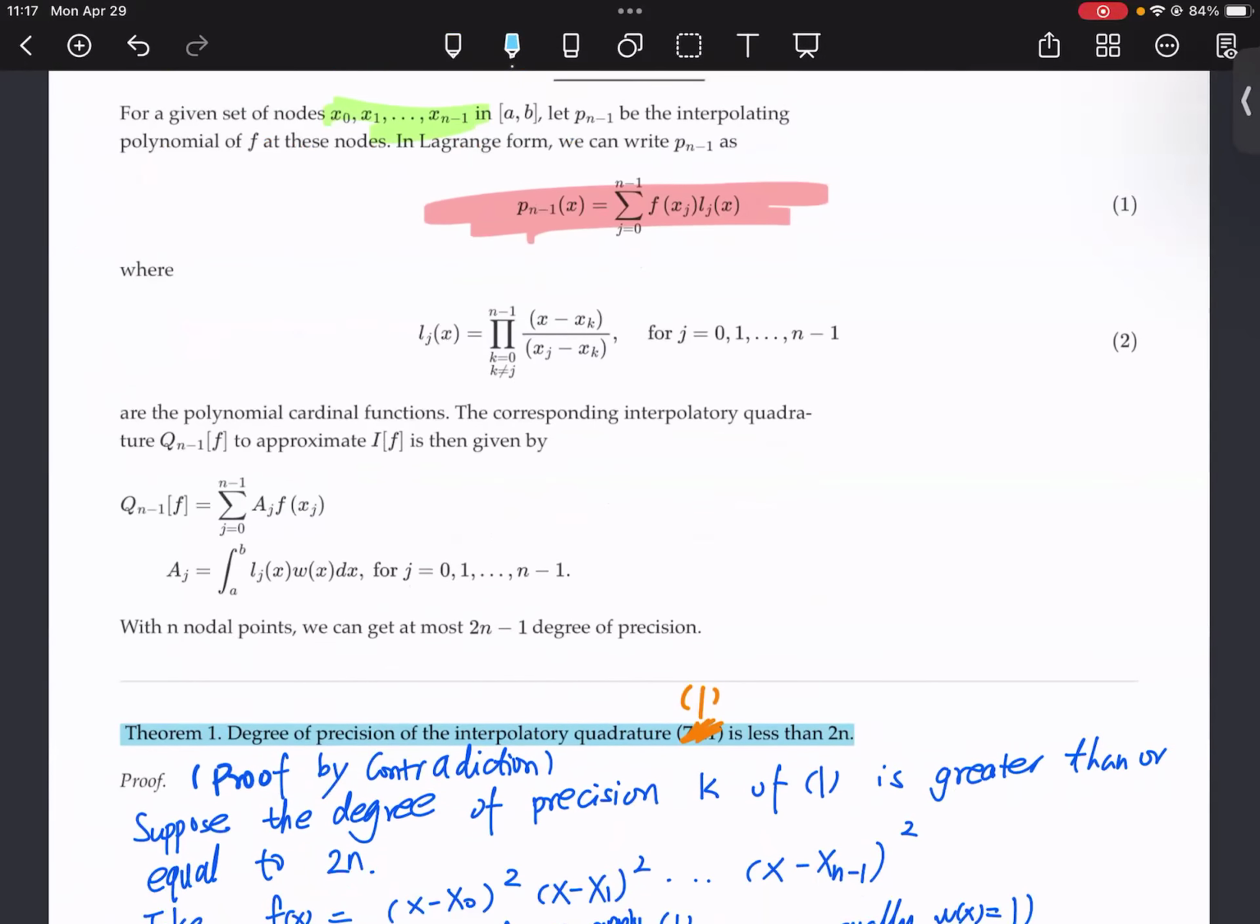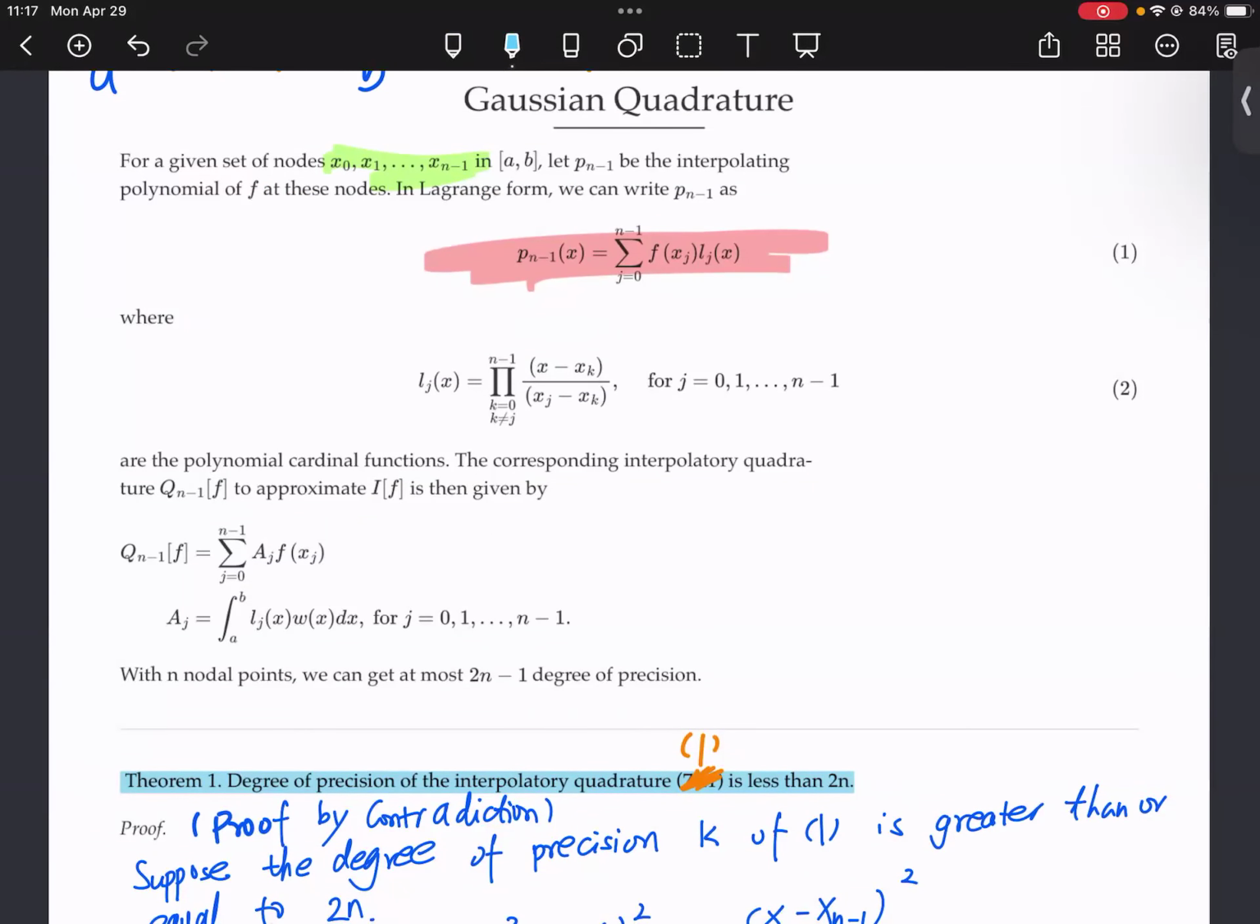And this is the Gaussian quadrature rule. And this is not a Gaussian quadrature rule. This is the equally distributed scheme. And this is the normal one, the one we use to derive the general interpolatory quadrature rule.